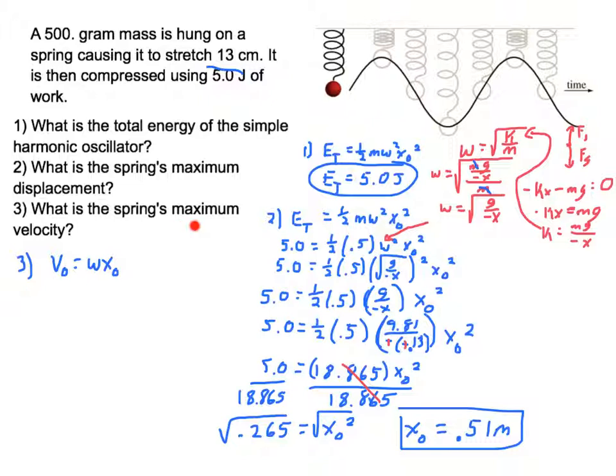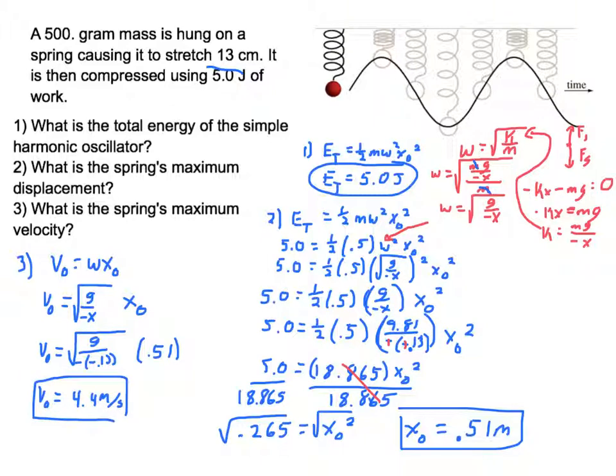Number 3, what is the spring's maximum velocity? Well, we know maximum velocity is omega times the amplitude. And now that we've solved for the amplitude, and we have an equation to deal with for omega here, using all of our previous calculations, this becomes very, very simple. And I come out with a maximum velocity of about 4.4 meters per second after substituting all of that in here. Just make sure that you're careful, right?